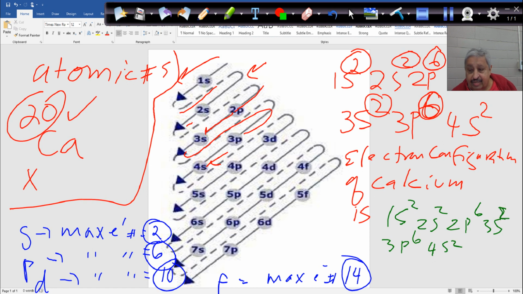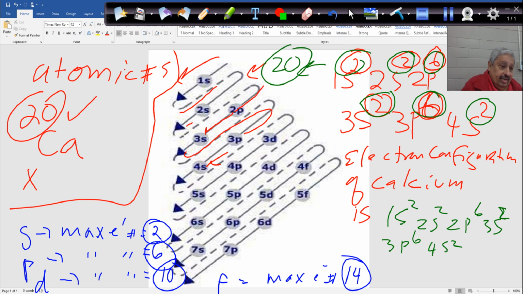This is 2 here. They have to add up to 20. So you have this, this, and this, and this, and this. Those are the 20 electrons here, and this is the atomic number, equal number of protons, but we are interested in the electrons, correct? So that's the way those are coming in. Are you following me here? Now let's take another one.